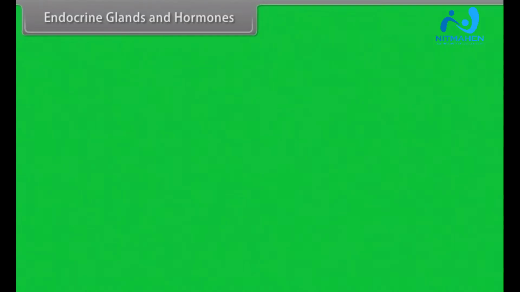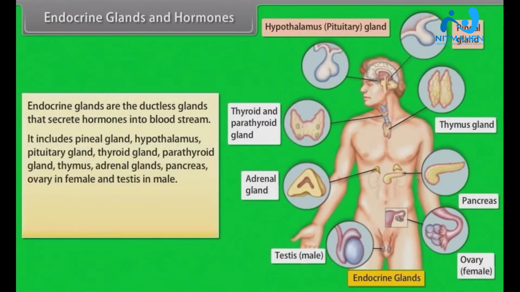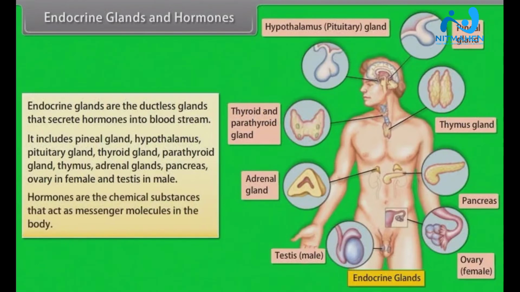Endocrine glands and hormones. Endocrine glands are the ductless glands that secrete hormones into the bloodstream. It includes the pineal gland, hypothalamus, pituitary gland, thyroid gland, parathyroid gland, thymus, adrenal glands, pancreas, ovary in female, and testis in male. Hormones are the chemical substances that act as messenger molecules in the body.